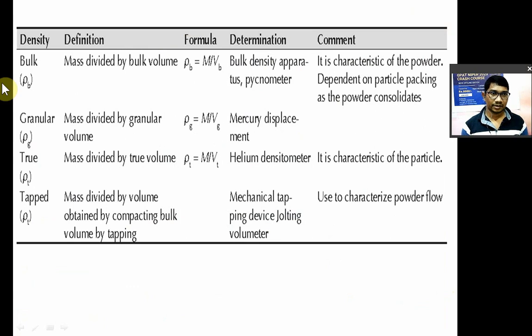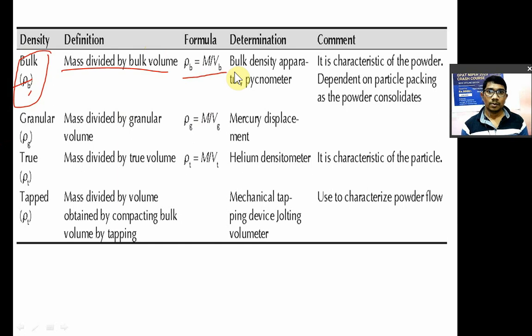So the first one is the bulk density. Bulk density is denoted by rho b. Rho means density, b means bulk density. Now what is the definition? Simply mass divided by bulk volume. What is the formula for bulk density? Bulk density is equal to mass divided by bulk volume.